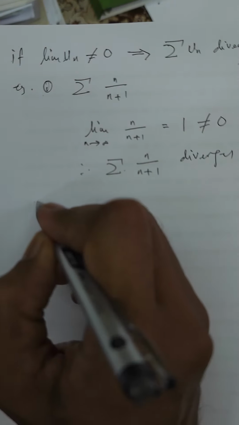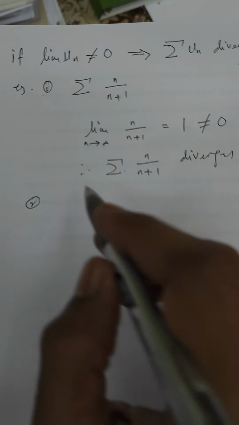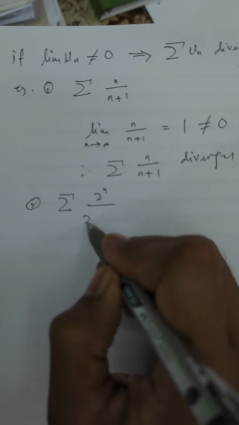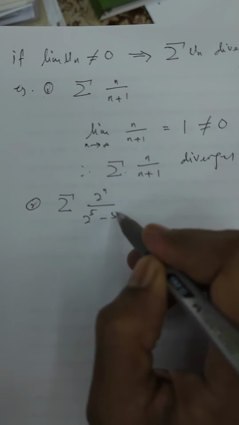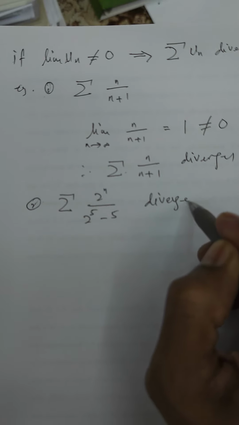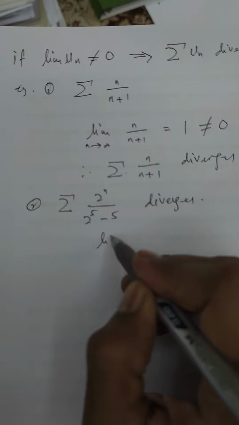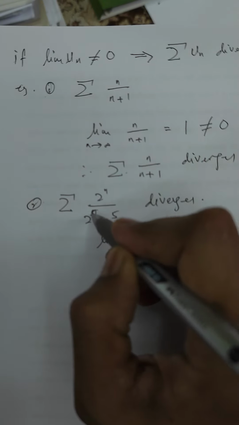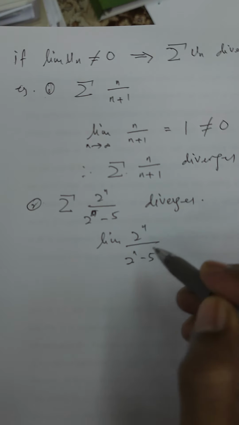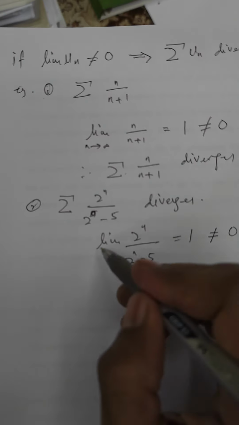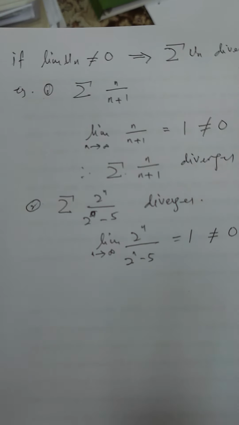And the second example: if you have the series 2n over 2n minus 5, for example, this also diverges, since if you take the limit of 2n over 2n minus 5 as n goes to infinity, this gives you 1, which is different than 0.